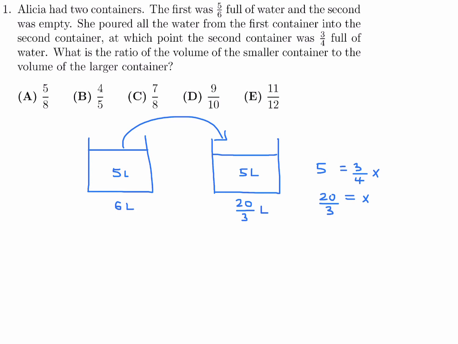Now they just want the ratio of those two. 20/3 is a little bit more than 6, so the smaller one is 6. So the ratio would be 6 over 20/3. If you invert and multiply, that's 18/20, and that is 9/10. So number 1, the answer is D.